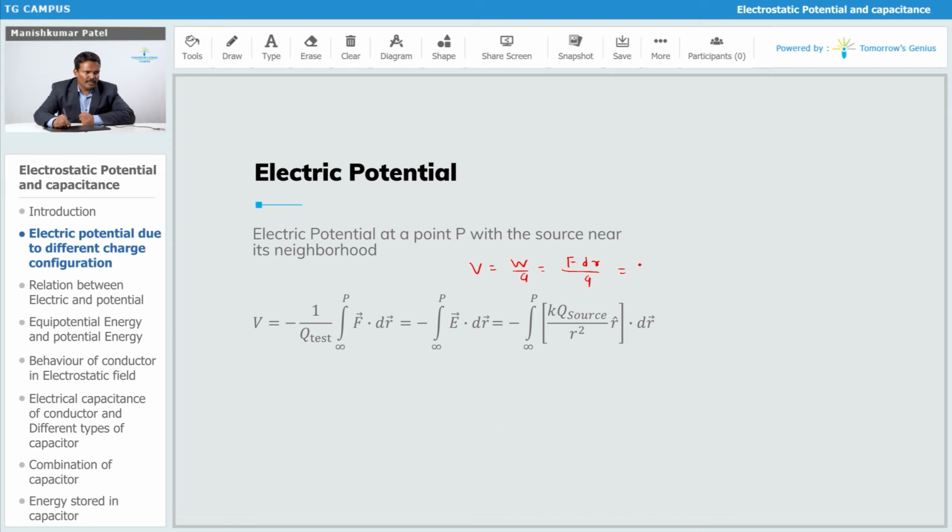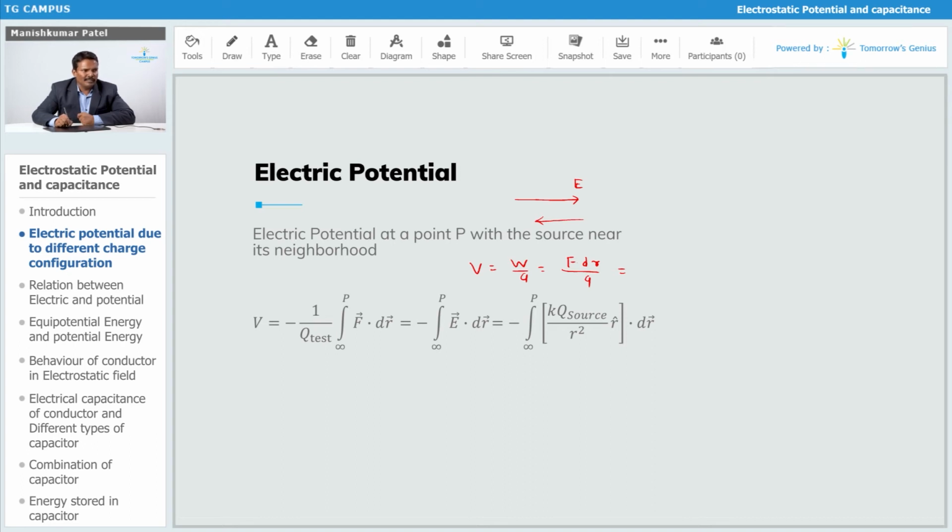So F is equal to Q into E, you can write it down, but that is the force exerted by this electric field. To do the work, you have to apply the force which is exactly opposite to this. So that's why they are including this minus sign. So it goes from infinity to the respective location P.